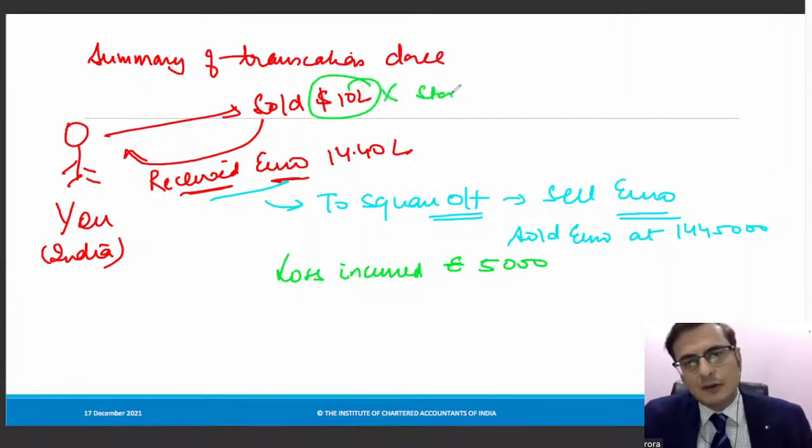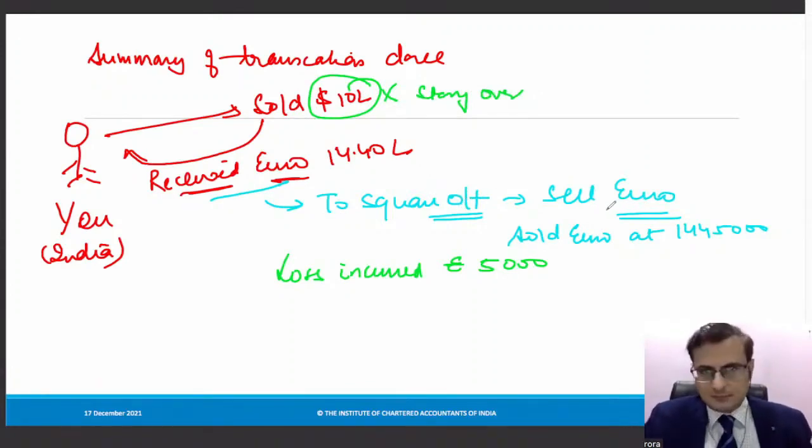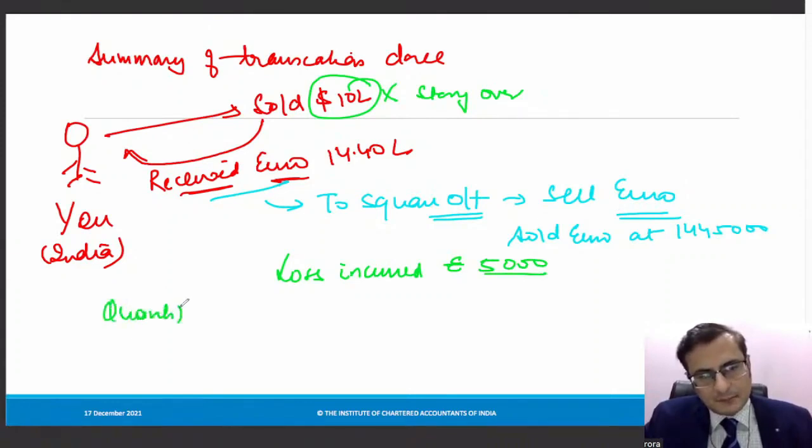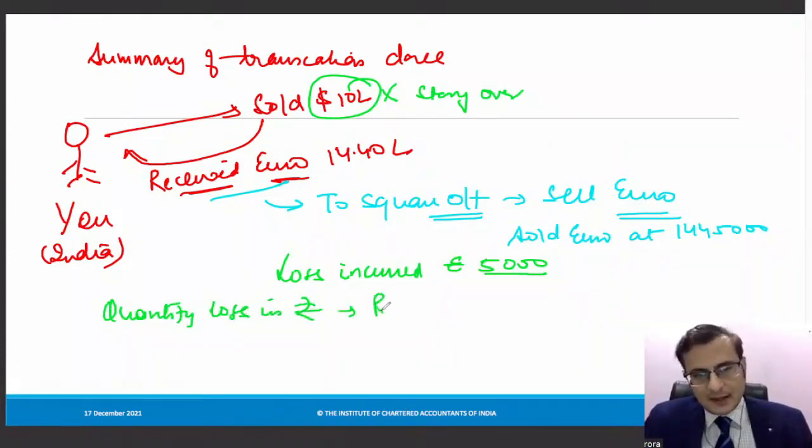We are not talking about dollars. We sold dollars and we received euros. To square off the transaction, we sold those euros. We incurred a loss. So we have to quantify the loss in rupees. For that, we need a rate which is rupee by euro, because the base currency is euro. So no direct rate is available.